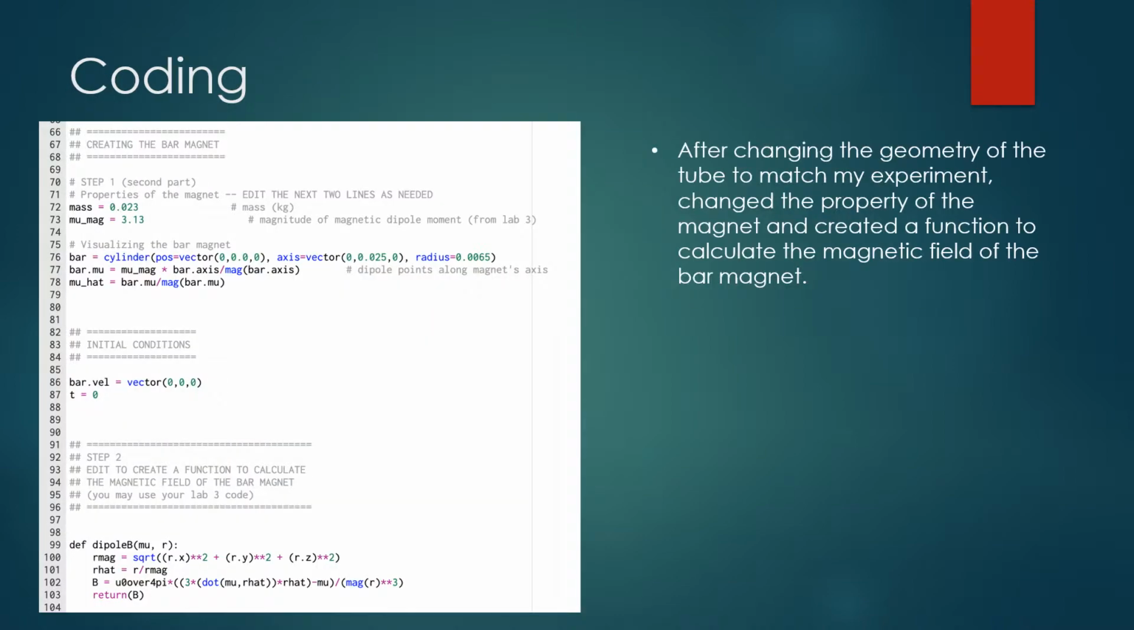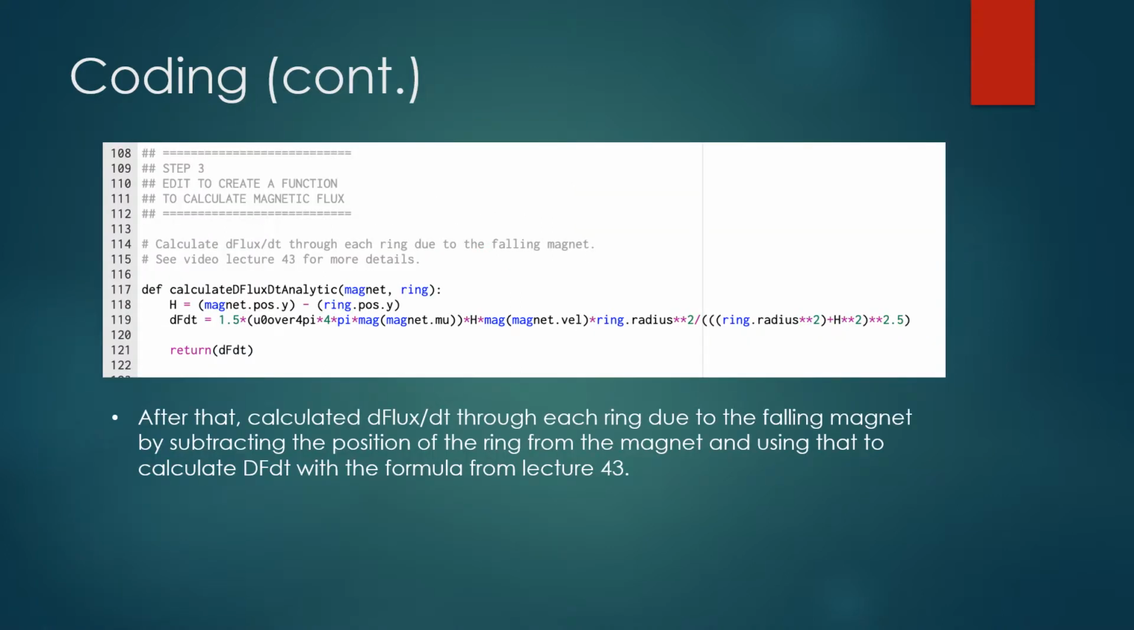Moving on to the coding section of the lab. First we took all those numbers from our experiment and set them in the starter code. After changing the geometry to match my experiment, we created a function to calculate the magnetic field of the bar magnet as shown, which was taken mostly from my previous lab. After that, we calculated the d flux dt through each ring due to a falling magnet by subtracting the position of the ring from the magnet and using that to calculate dPhi/dt with the formula from lecture 43.